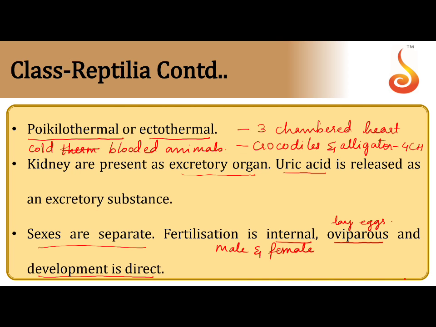So, I repeat again, the sexes are separate, mating happens, fertilization is internal, and then they lay eggs, which is a zygote growing into an embryo. This embryo growth happens outside the body of the female. And once the eggs hatch, we see a young one which is exactly identical to the older one. Hence, we say development is direct.